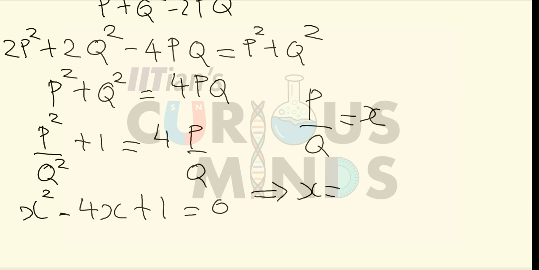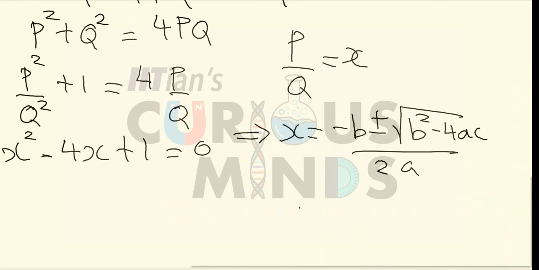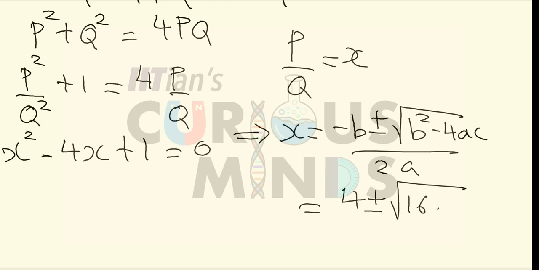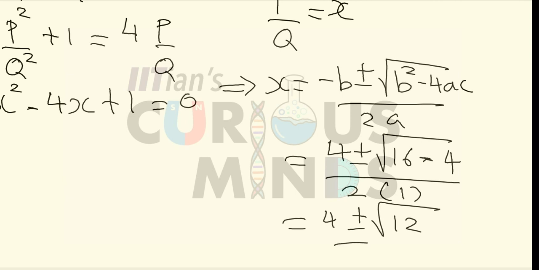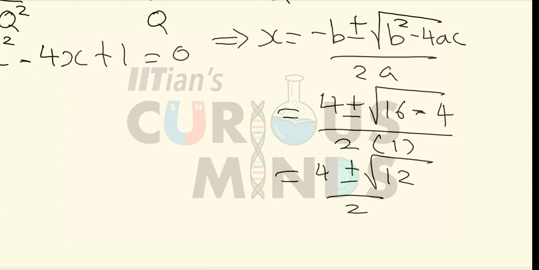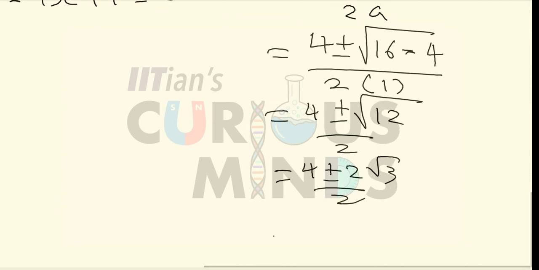So X will have the value minus B plus minus, I will use the quadratic equation, root of B square minus 4AC divided by 2A. So which is equal to over here 4 plus minus root of B square, which is equal to 16, minus 4AC. So it will be equal to minus minus 4 divided by 2 into A, where A over here is equal to 1. So basically it will be equal to 4 plus minus root of 12 divided by 2. From 12 I can take 4 common, so it will be equal to 4 plus minus 2 root 3 divided by 2.